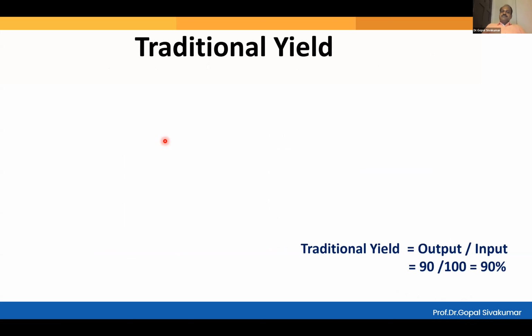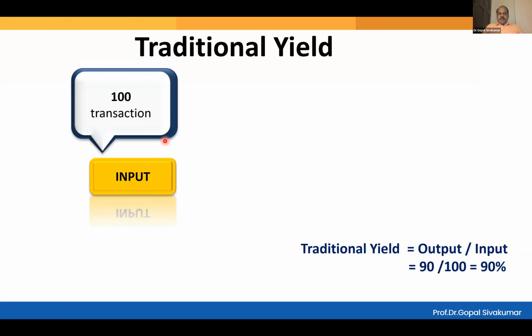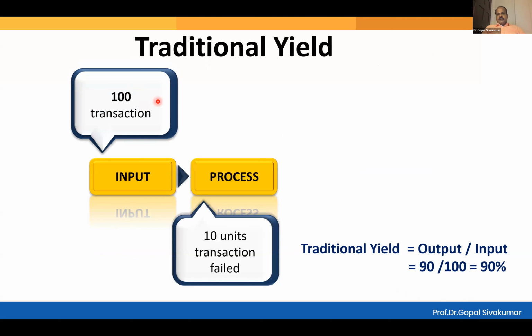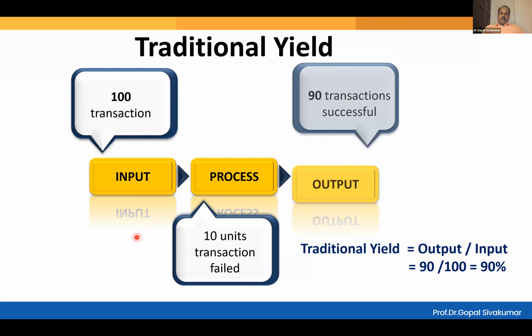Now, traditional yield, the formula is very simple. Imagine there is a process. Let us say it is a kind of banking process. 100 transactions are happening. Out of the 100 transactions, 10 transactions failed. You all might know what a failed transaction is. Just imagine you are making a payment through GPay. Out of 100 transactions, 10 transactions failed. That means how many transactions succeeded? 90. Very simple. 90 transactions are successful.